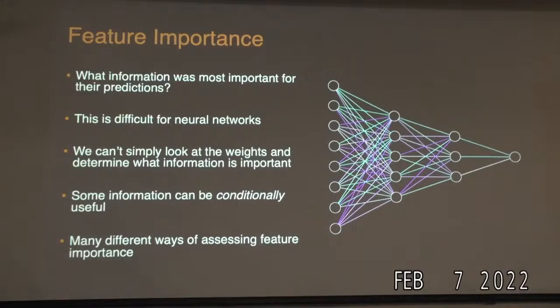So we might ask what information is most important for their predictions. This is a very difficult question to ask for neural networks because they're composed of several nonlinear successive operations. You can't simply look at the weights of the first unit or the first layer and immediately understand what information a neural network relies on. Also, some information might be conditionally important, based on the characteristics of the temperature profile or observations from other infrared channels. And there are many ways of probing these models, trying to figure out what information is most important.